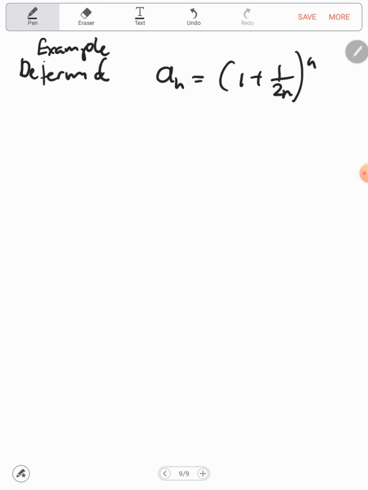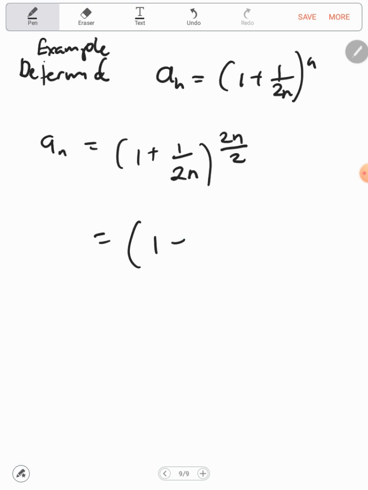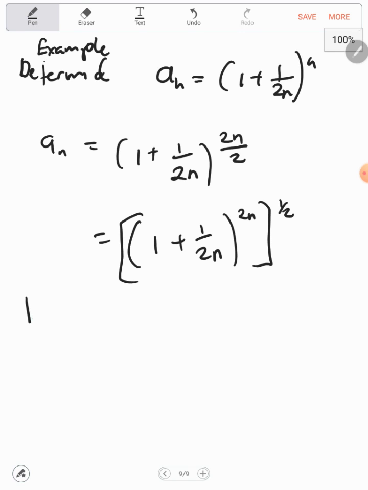If it's raised to 2n, then we are able to find its convergence. So what we can do is make a_n equal to (1 + 1/(2n)) with the power 2n over 2. We have not changed anything because the 2 will cancel with the 2 down there. But we don't want the power to be 2n over 2, we just want the power to be 2n. So we can put the brackets with the power half. Then we can find the limit.